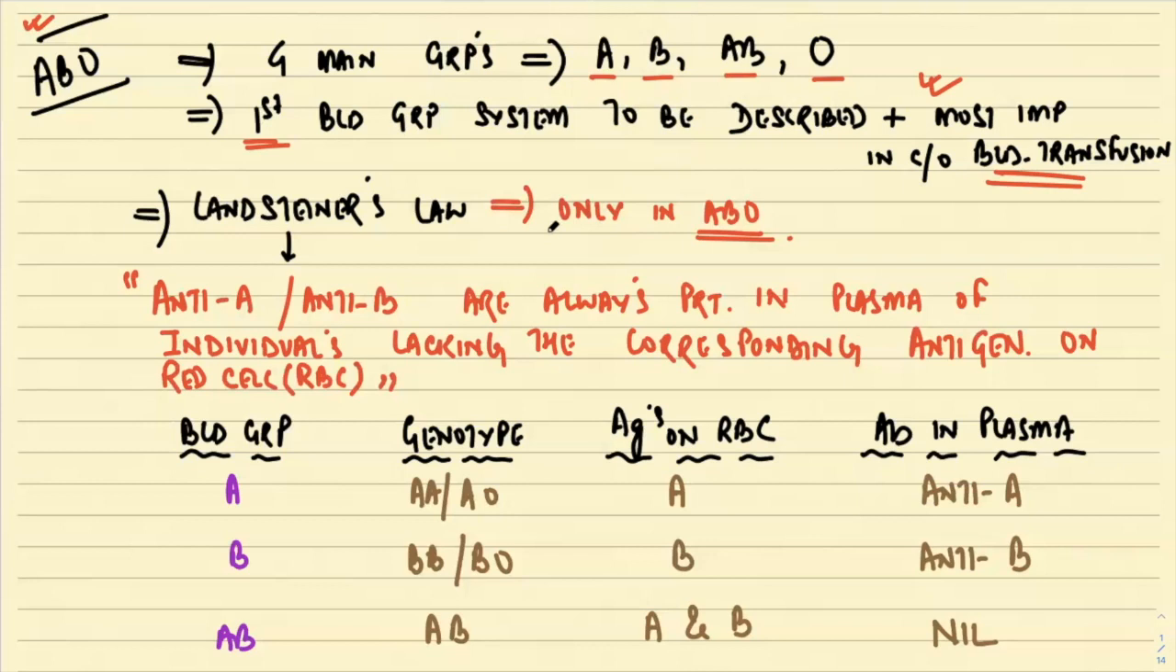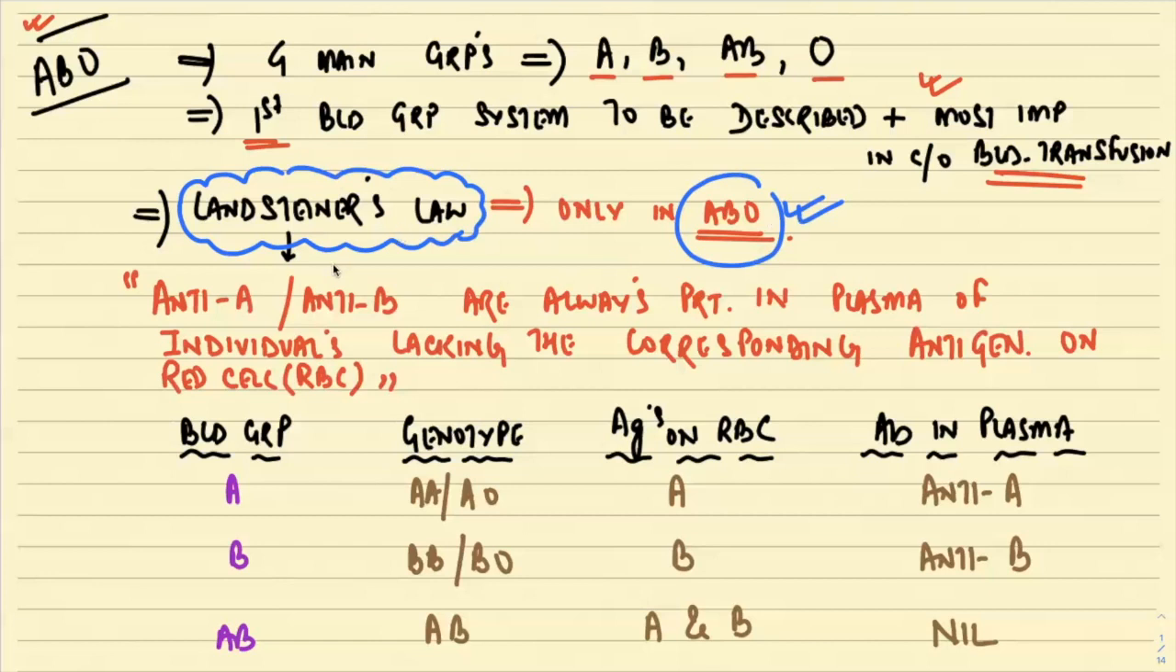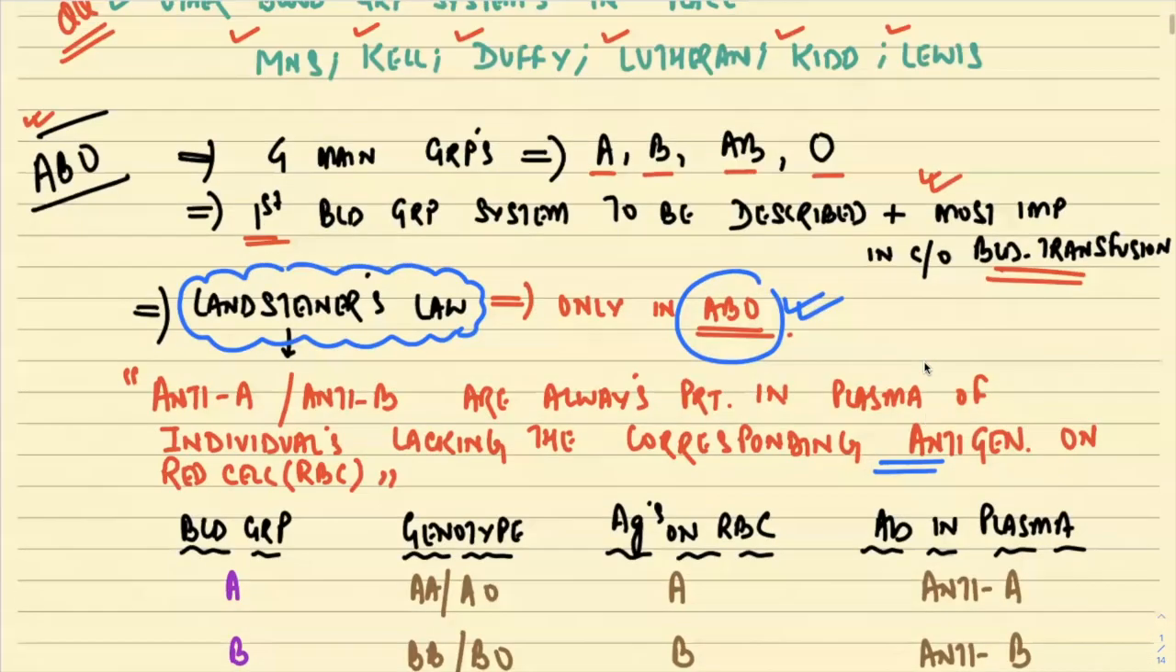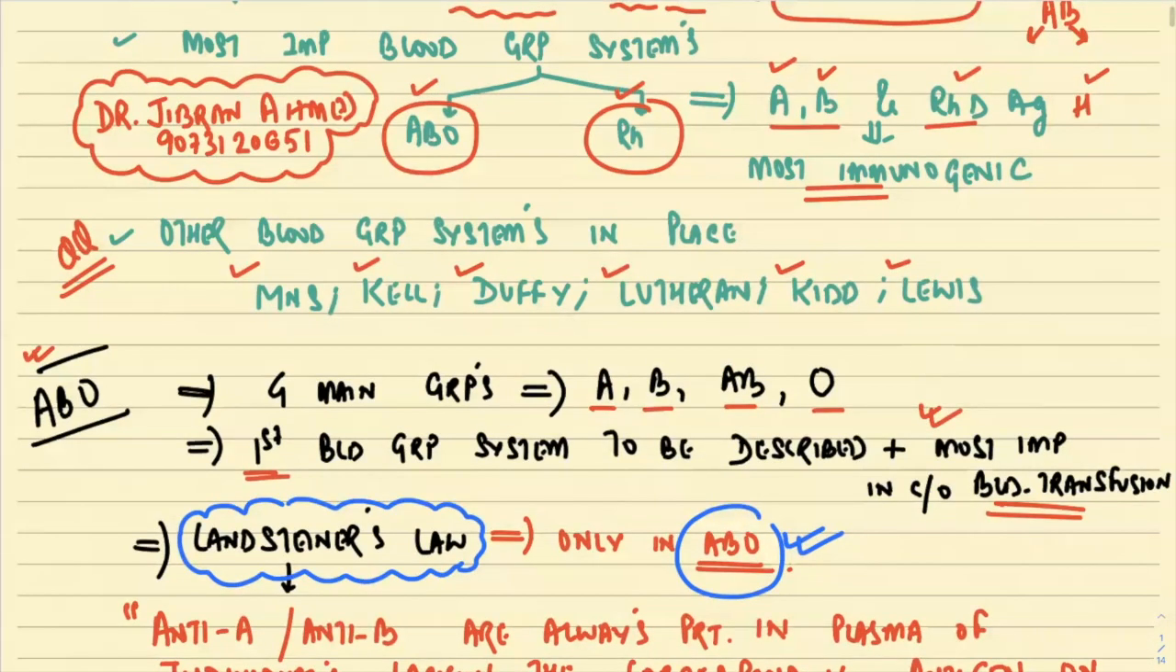Very important with regards to ABO blood grouping, there is a law called the Landsteiner law. This Landsteiner law has been specifically designed and laid down for the ABO blood group system. So what does this law state? This law states that anti-A and anti-B antibodies are always present in the plasma of individuals lacking the corresponding antigen in the RBCs. Let me show you one diagram so that you understand the system of antigens.